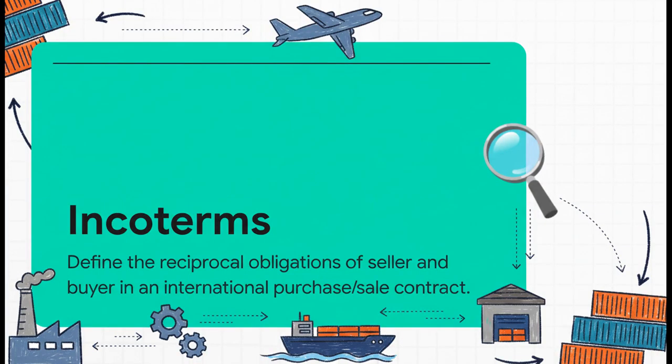The best way to think about them is as the official playbook for global shipping. They're a globally recognized set of terms that lay out exactly who's responsible for what, who pays for what, and this is the big one, who carries the risk when things go sideways.